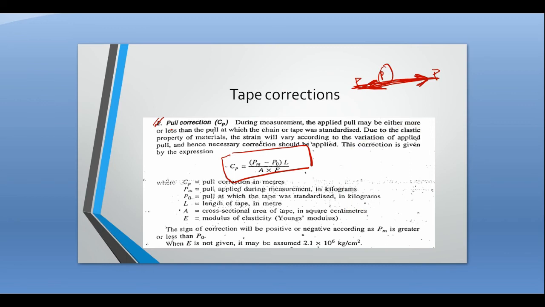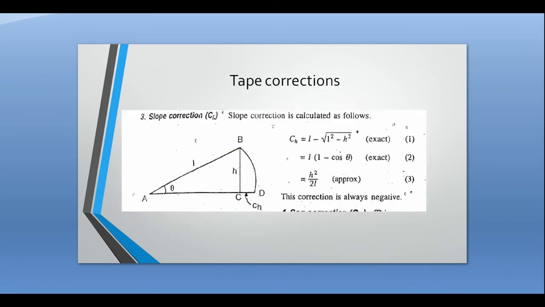Now next one is slope correction. What is slope correction? Like we have seen here, this is the triangle that we have used. This is A, B and C, and this correction is CH here, and this is the height between the 2 points, and this is the slope distance between the 2 points, and this is the angle theta. So in this case, how to get this slope correction? Slope correction is given by this formula. Again, trigonometry will be used here. The corrections are given here, CH.